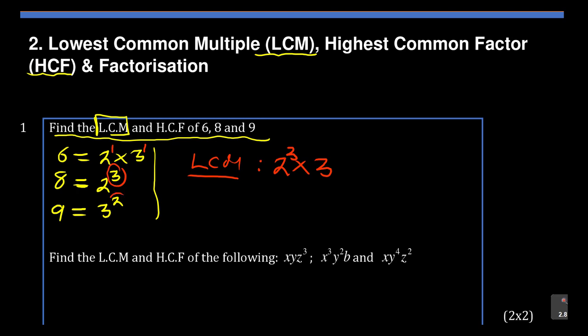But now the highest power there is what? Is 2. So you put a 2 there. So for LCM, you're looking for the highest powers. Each number must be represented and the highest powers. And then using your calculator, please find for me 2 cubed times 3 squared.